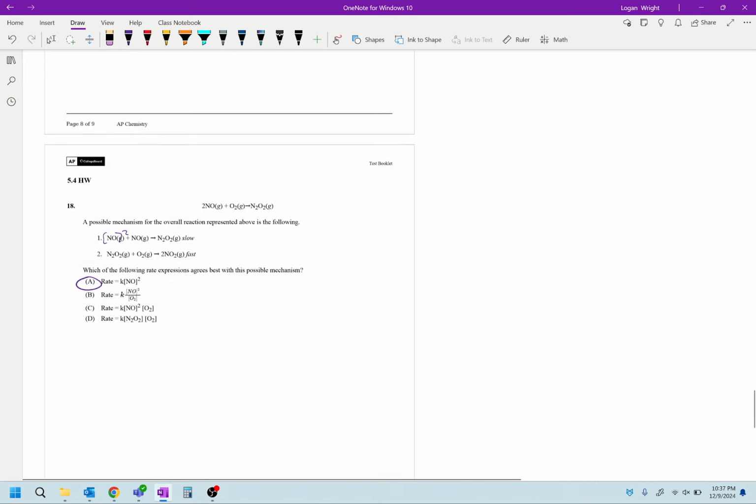And then number 18, a possible mechanism for the overall reaction is shown below. This time it's NO plus NO, which is also described as NO squared in a rate law. These division things right here seem like that would be nonsense, but you'll see on your next homework that that does sometimes come up in some respect, and you'll be able to look at that tonight.